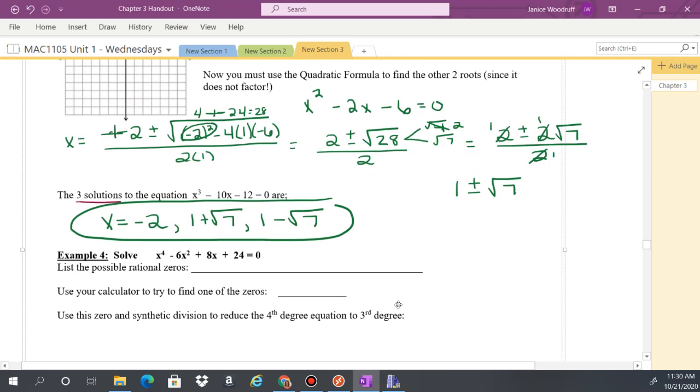All right, let's do another example. So these ones, there's a process behind these. And the process is just going to take some practice. So I want you guys to make sure you get some practice with these this week.